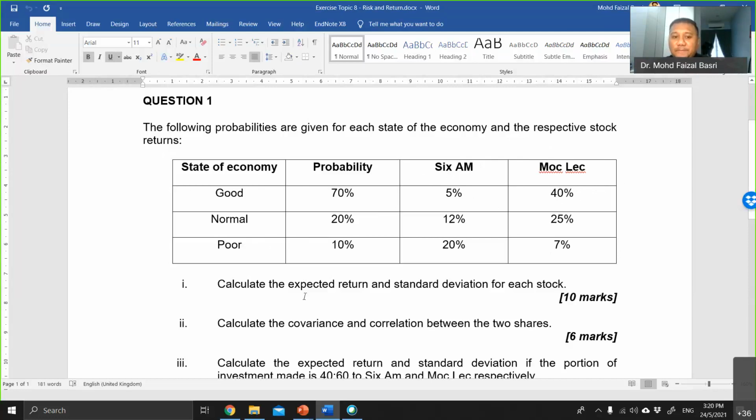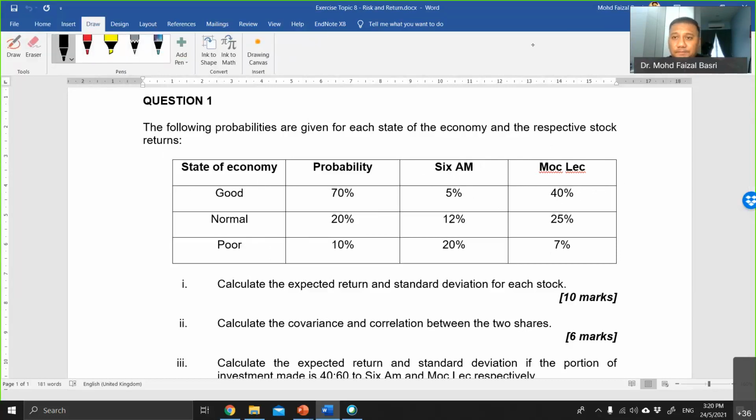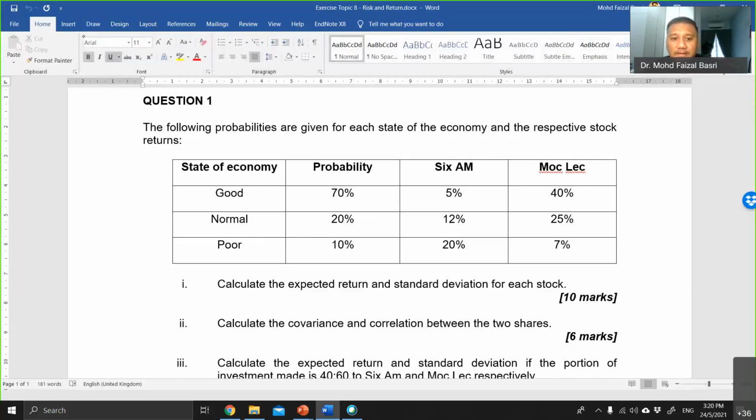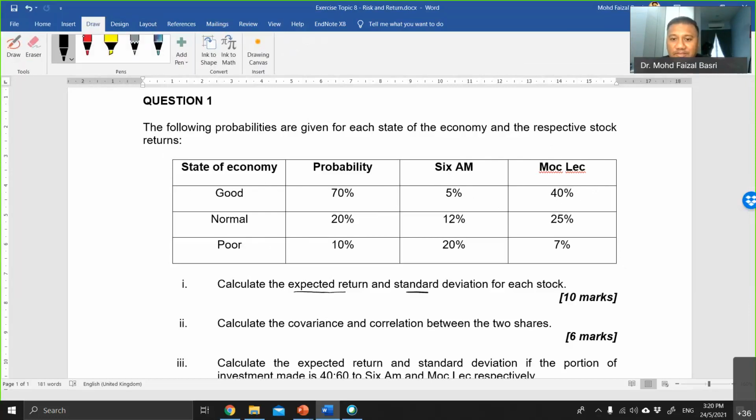And the first question states: calculate the ER, expected returns, and also the standard deviation for each stock. So you need to find the ER and standard deviation for both stocks, 6AM and Motlak. And as you all know, to find the standard deviation, you need to find the variance first. And then the second part, calculate the covariance and correlation.